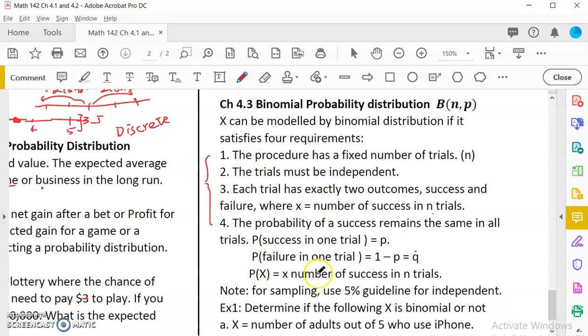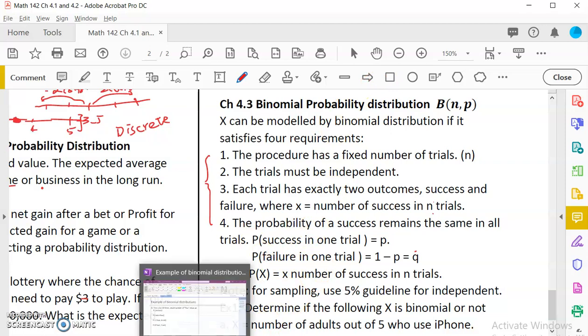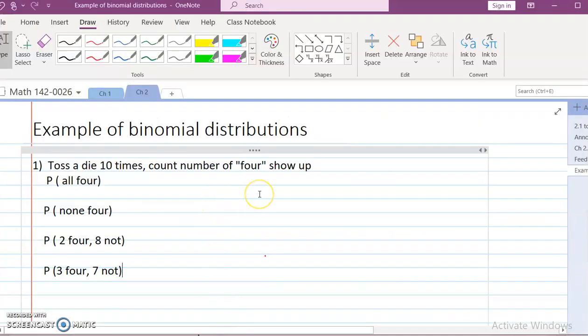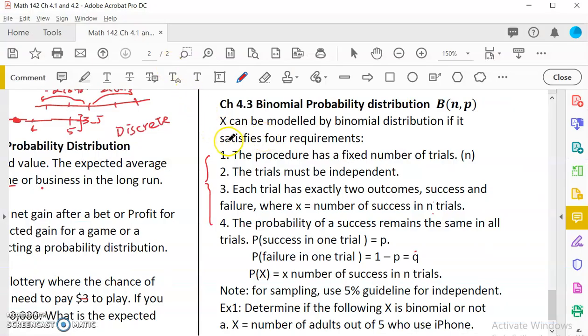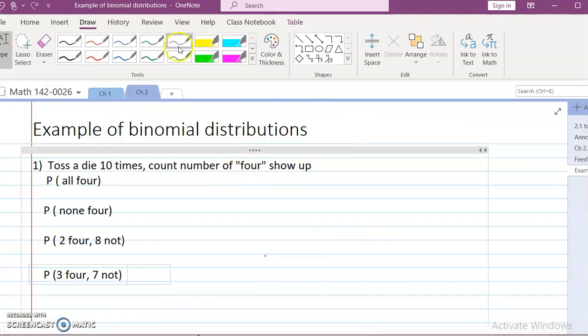I did not write down the examples here, so I'm going to go to another page to talk about some of the examples that can be modeled by a binomial distribution. And in every case, we'll look at the four requirements. Just to recall what the four requirements are: a fixed number of trials, independent trials, two outcomes, and a probability of success. So I'll write them down here.